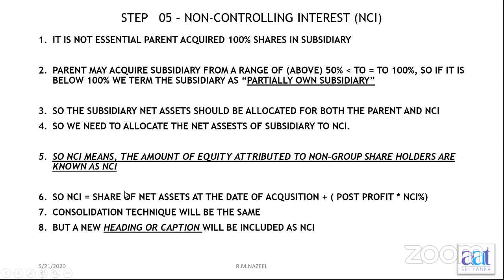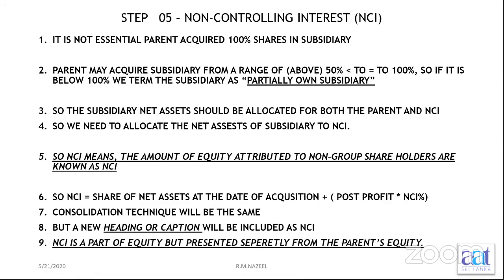As you can see in point number 9, NCI is a part of equity. You need to put it below the equity, but separately from the parent's equity. You have our equity, you have the non-group shareholders' equity, and you will have the total equity. Clear? So if you own a subsidiary at less than 100%, you need to take the NCI. Now the problem comes.